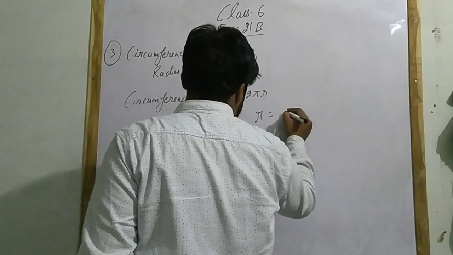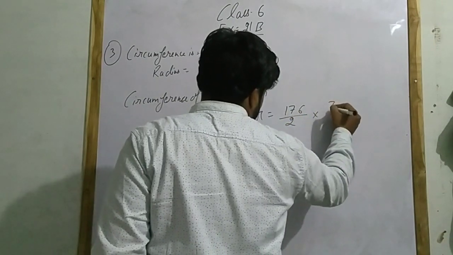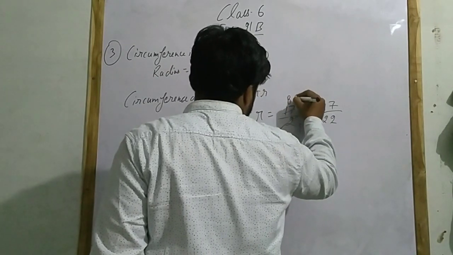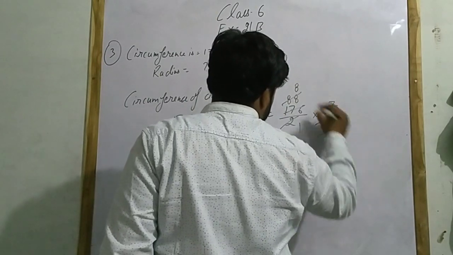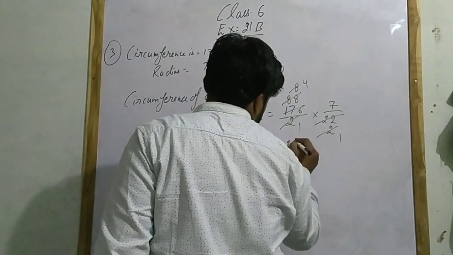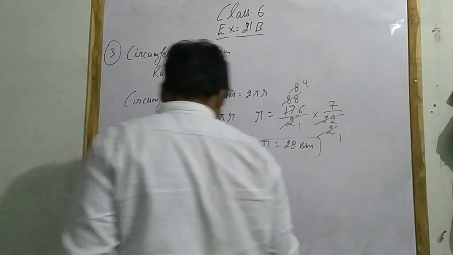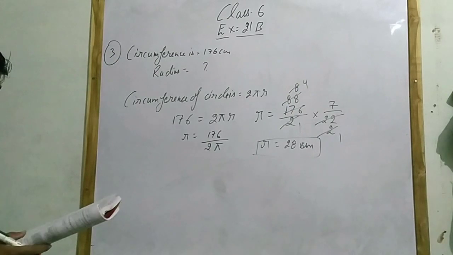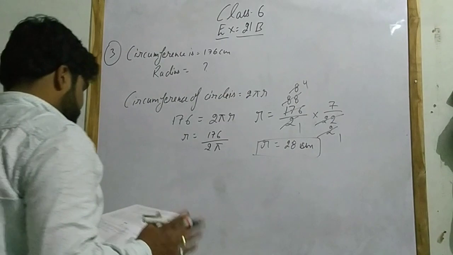R equals 176 upon 2 multiplied by 7 upon 22. 2 elevens are 22, 11 eights are 88, 2 ones are 2, 2 fours are 8. R equals 7 fours are 28 centimeter will be the radius. Our radius will be 28 centimeter in question number 3. Now question number 4 is the same, you have to find the diameter. Question number 4 you have to do on your own.